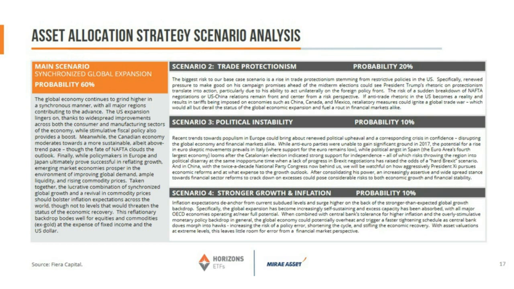So you can see here, I've got 4 different scenarios that we've built for looking forward about 12 to 18 months. On the left-hand side, you can see our main scenario, which is one for a synchronized global expansion, and that's essentially the environment that I just described, where you've got stronger global growth, signs of rebuilding pricing pressures, but not to the point where central banks have to aggressively step in. Now we've also got the added benefit of fiscal stimulus from the world's largest economy.